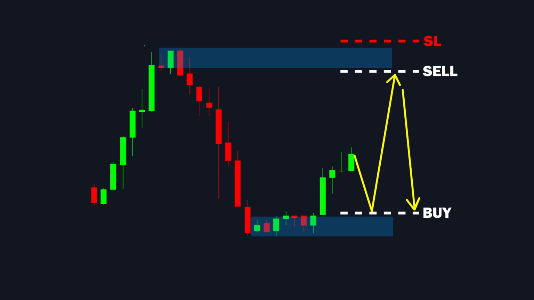Stop loss. The stop loss should be placed just beyond the extreme end of the zone. This price level is known as the base. For a supply zone, this would be the extreme low produced by the large candle and the group of candles near it.